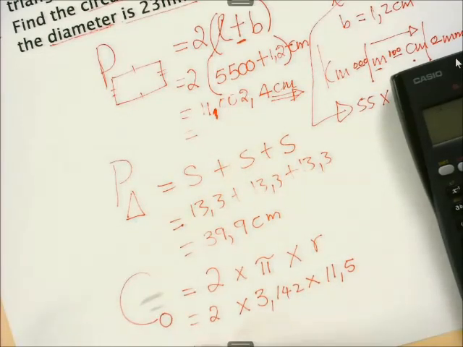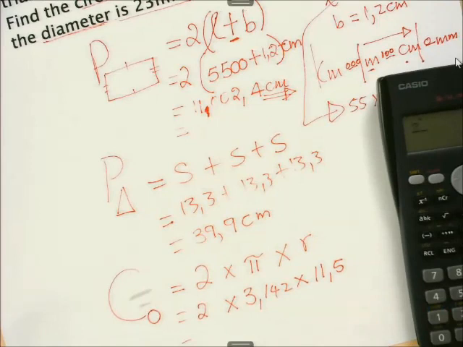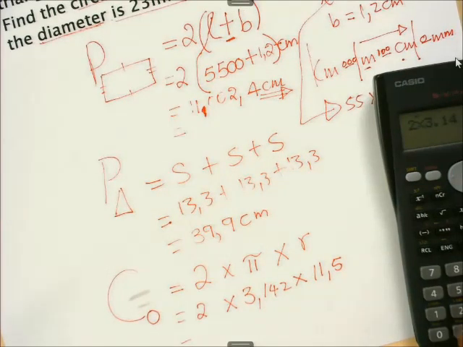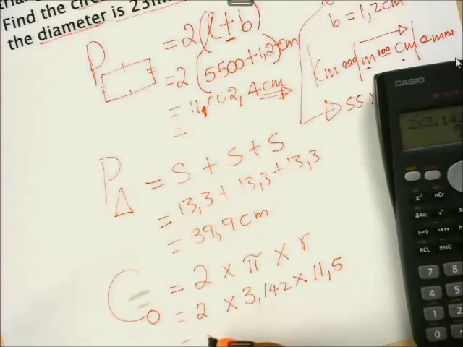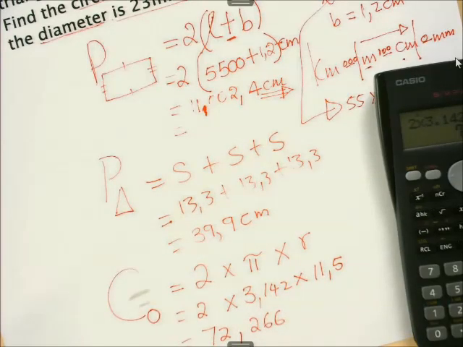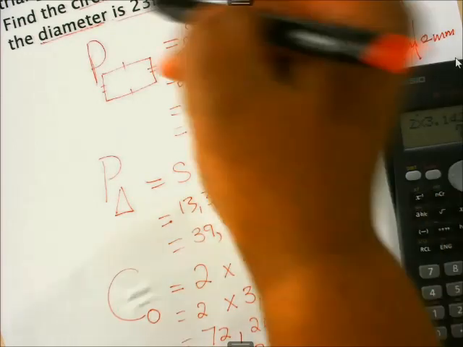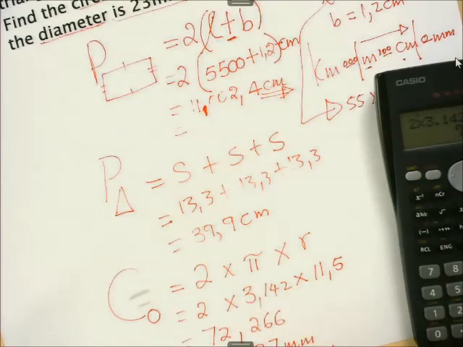Now, what do you do now? You say 2 multiplied by 3,142 multiplied by 11,5, and that becomes 72,266. Now, what happens is we round all our answers to 2 decimal places. That becomes approximately equal to 72,27, and the unit is a single unit. In this case, we have millimeters. Thank you very much, guys, for this.